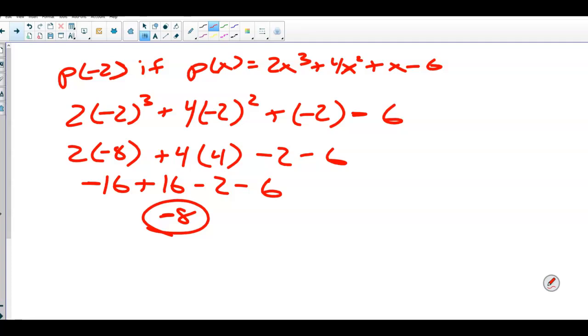All we're doing is taking the number in parentheses and plugging it in for x. Nothing more, nothing less.